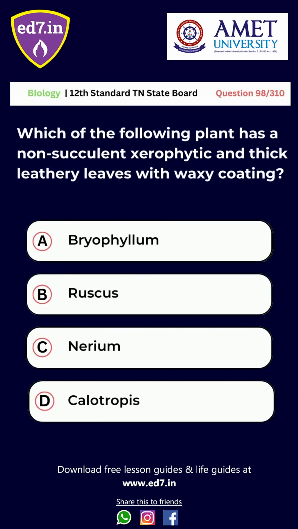Question number 98. Which of the following plants has non-succulent, xerophytic and thick leathery leaves with waxy coating? A, Bryophyllum; B, Ruscus; C, Nerium; D, Calotropis. And the right answer is option D.